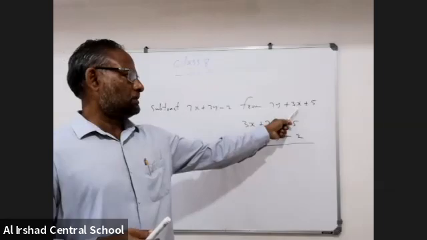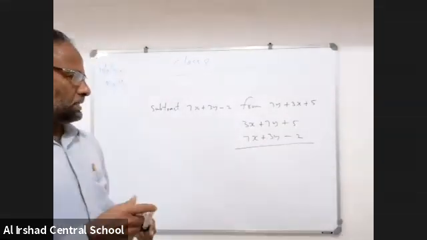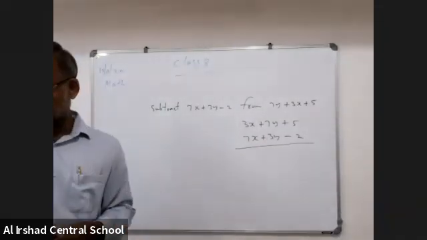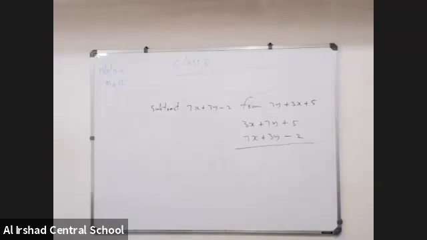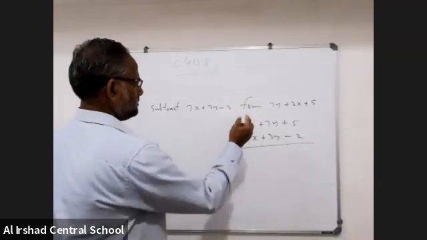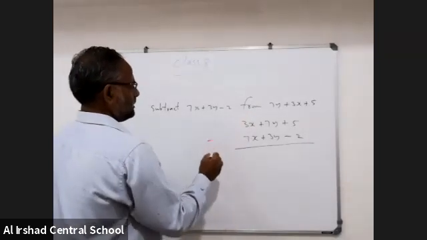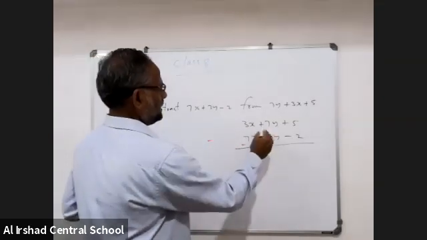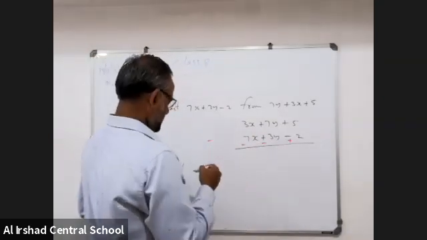7y plus 3x. X first, because x is first. 3x plus 7y plus 5. Then the operation is minus. You can do subtraction from. Be careful, I told you. That means plus will be minus, plus will be minus, minus will be plus.